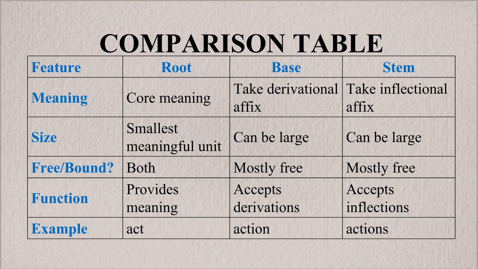Functionally, the root provides basic meaning. The base allows for derivation to create new words, and the stem serves as the point where inflection is added. For example, act is the root, action is the base once a derivational affix is added, and actions is the stem when the plural inflection attaches.